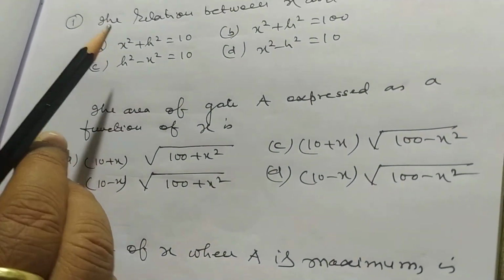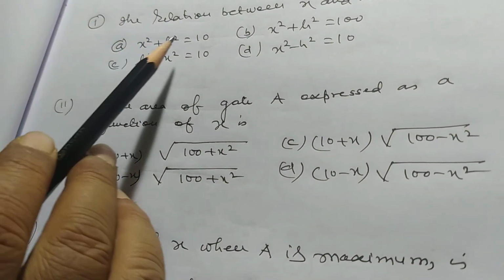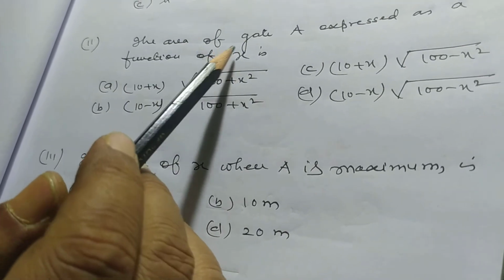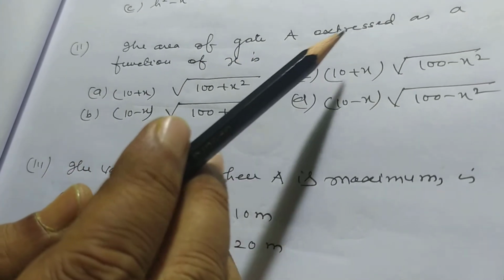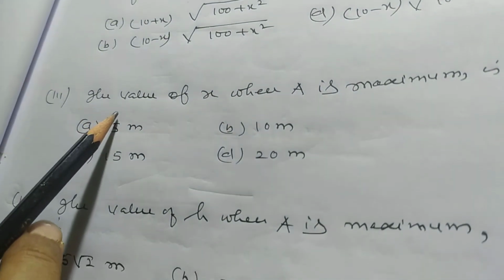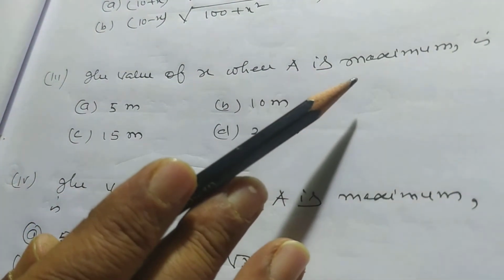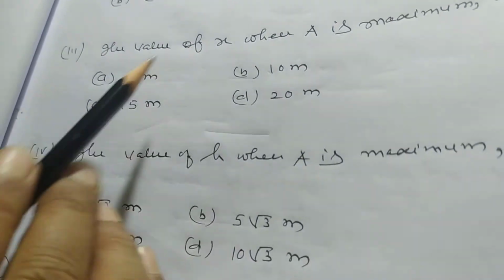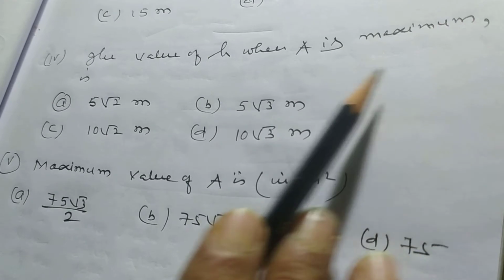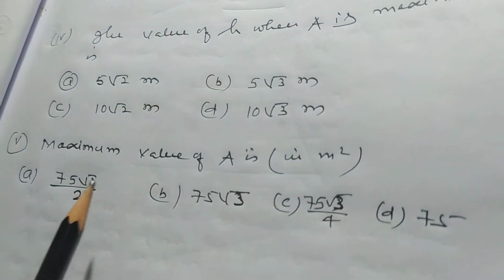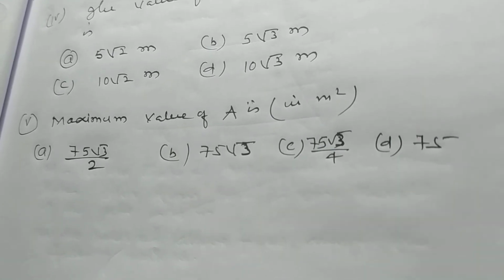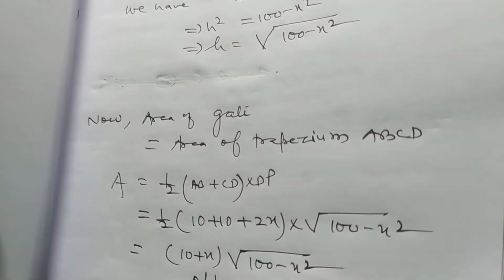Here there are 5 sub-questions. The relation between x and h; there are 4 options. The area of the gate A expressed as a function of x; there are 4 options. The value of x when A is maximum; there are 4 options. The value of small h when A is maximum; there are 4 options. And the maximum value of A in meter square; there are 4 options. We will discuss them one by one.